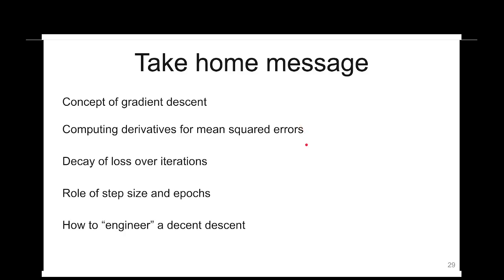As a take-home message, you should understand the concept of gradient descent, a technique that allows you to minimize a function. In our example, it was an error function, the mean squared error, but it can be any error function. In fact, it can be any function at all. In the labs, you will look into more detail and take completely different mathematical functions and minimize them. You should understand how to compute the derivatives for the mean squared error. You should understand how the loss is decaying over the iterations and which role the step size and the epochs are playing in this. And you should be able to engineer a decent descent.